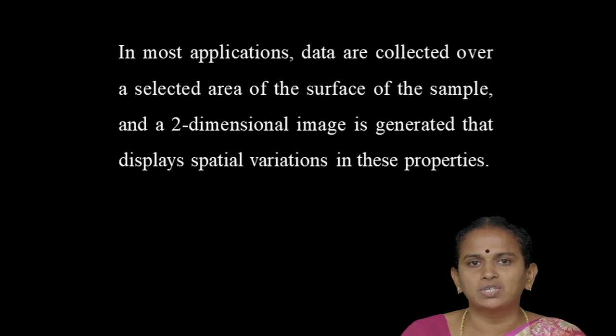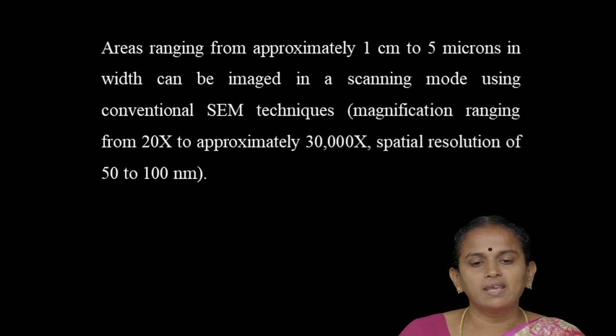In most applications, data are collected over a selected area of the surface of the sample and a two-dimensional image is generated that displays the spatial variations in these properties. Areas ranging from approximately 1 centimeter to 5 microns in width can be imaged in a scanning mode using conventional scanning electron microscope techniques, with magnifications ranging from 20 to approximately 30, and spatial resolutions of 50 to 100 nanometers.